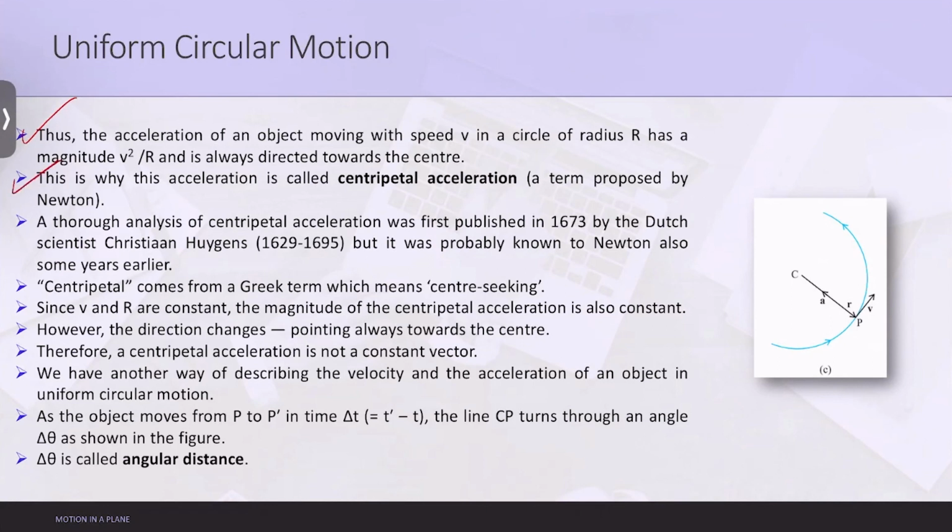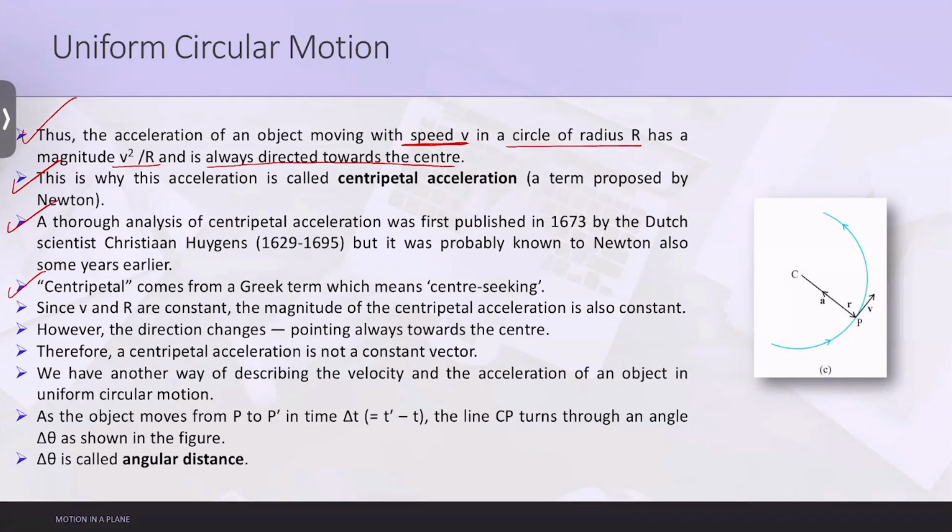It is moving with speed V. Please remember, speed V is written, not a velocity V. It is moving with a speed V in a circle of radius R and has a magnitude V square upon R and is always directed towards the center. This is why the acceleration is called a centripetal acceleration, a term proposed by Newton. A thorough analysis of centripetal acceleration was first published in 1673 by the Dutch scientist Christian Huygens, but it was probably known to Newton also some years later. That's just a fact written here.